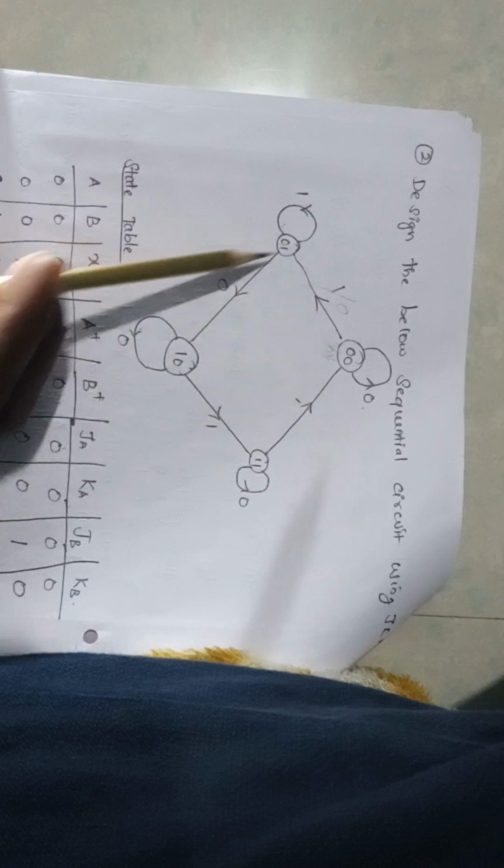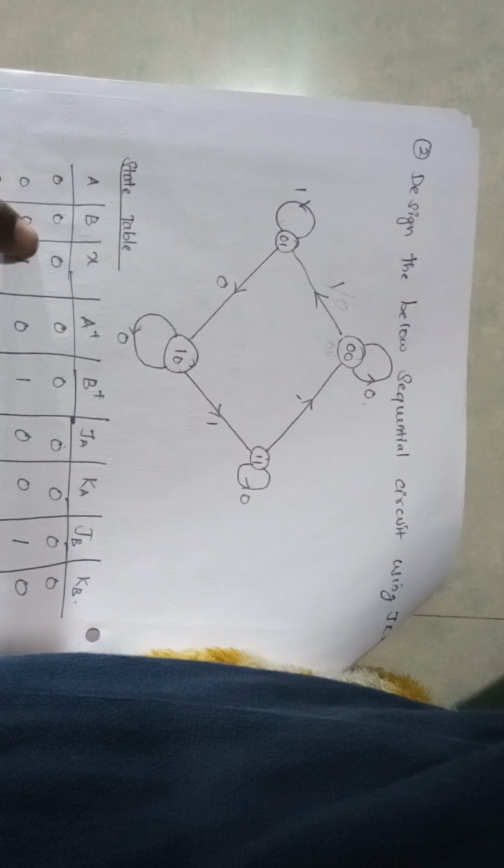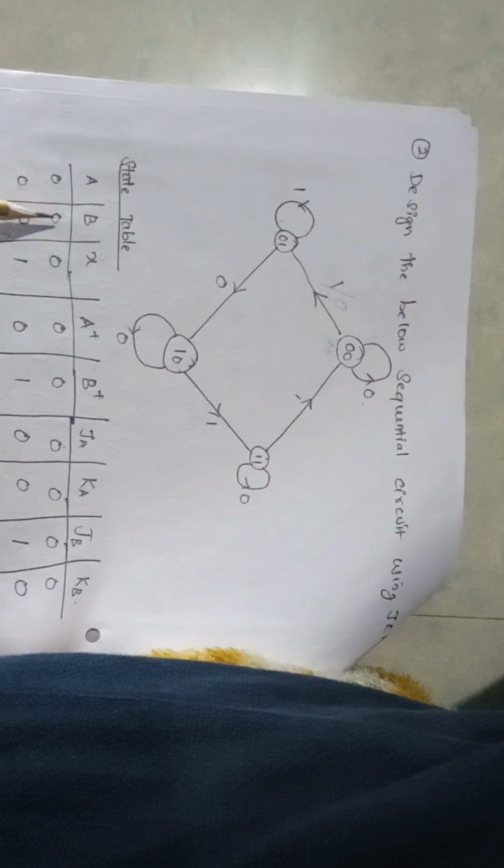Since we have two variables, we can have four possible values: 00, 01, 10, 11. And there are two possibilities for the input value, when x equals 0 and when x equals 1. So from the diagram we have to form this table.